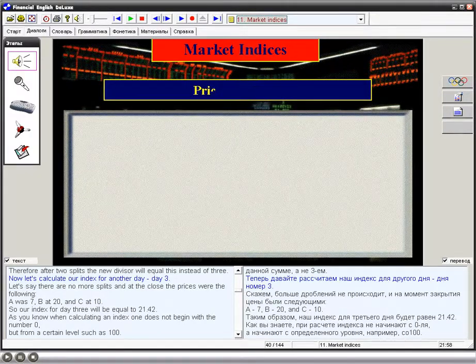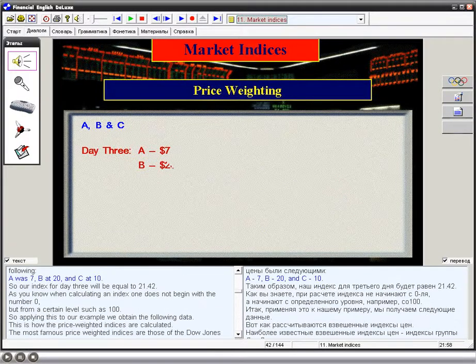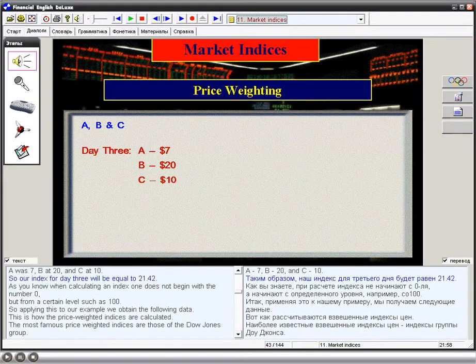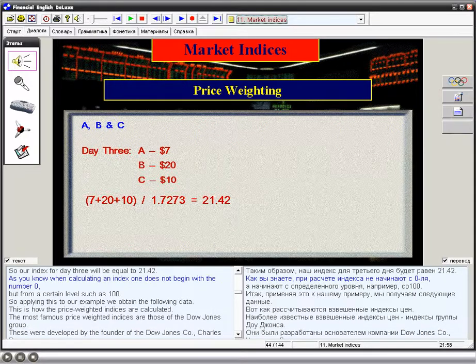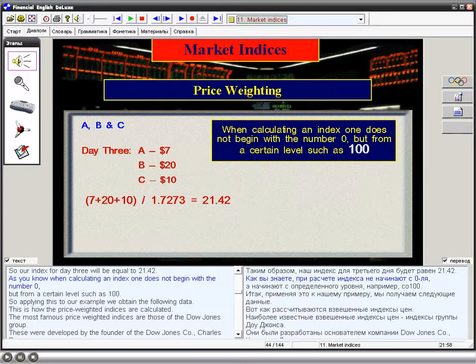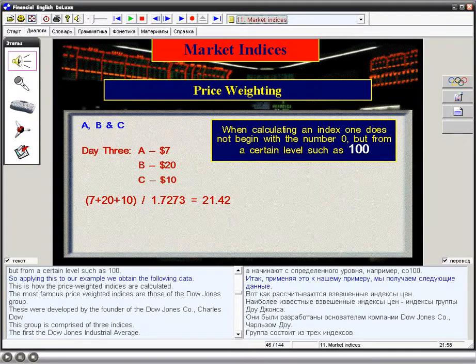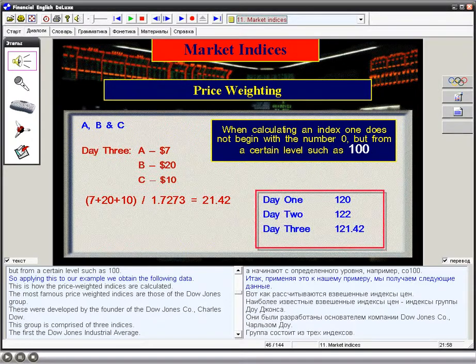Now let's calculate our index for another day, day 3. Let's say there were no more splits, and at the close, the prices were the following. A was at 7, B at 20, and C at 10. So our index for day 3 will be equal to 21.42. As a note, when calculating an index, one does not begin with the number 0, but from a certain level, such as 100. So applying this to our example, we obtain the following data.